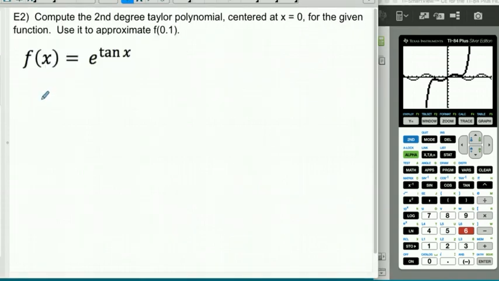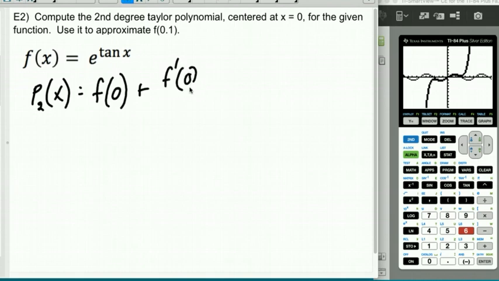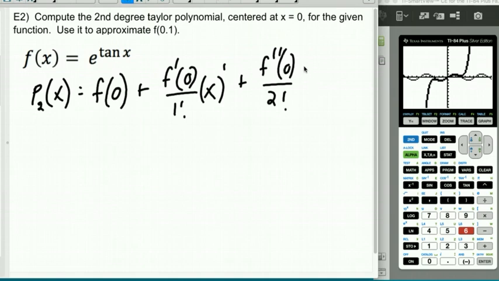All right, so we're going to go ahead and compute a 2nd degree Taylor polynomial for this thing, centered at 0, and then we're going to use that to approximate f of 0.1. Okay, so to find a 2nd degree Taylor polynomial, my p sub 2 of x should be f of 0 plus f prime of 0 over 1 factorial, so you don't have to write that if you don't want, and then x minus 0 to the 1st, plus f double prime of 0 over 2 factorial, and then x minus 0 to the 2nd. So basically, I need 3 things to write my Taylor polynomial.